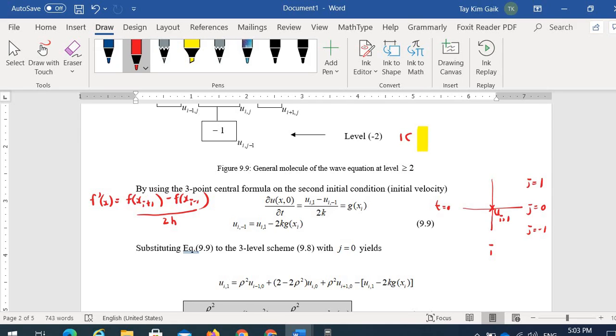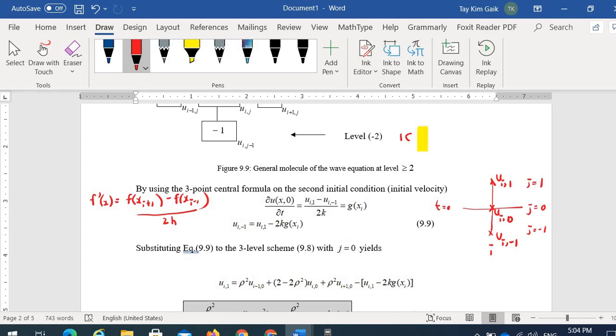So 3-point central, differentiate with respect to t. So your forward point, because it differentiates with respect to t. So this is t_(i+1) minus t_(i-1). Sorry, u_i, this is level 0, u_i,1. So the bottom here is u_(i,-1). That's why you have u_(i,1) minus u_(i,-1) divided by 2k equal to g(x_i).